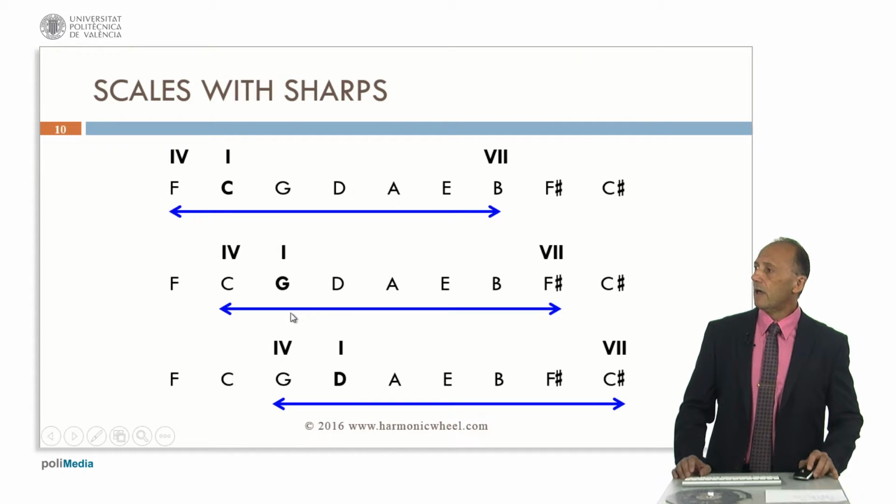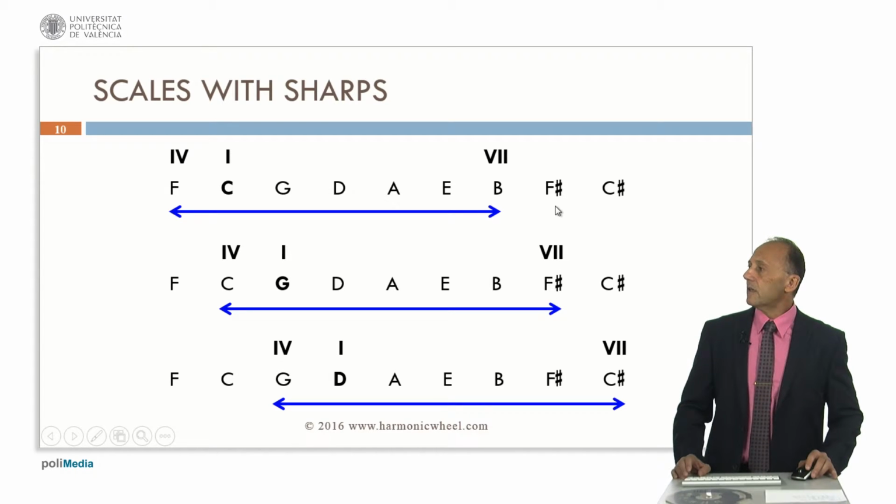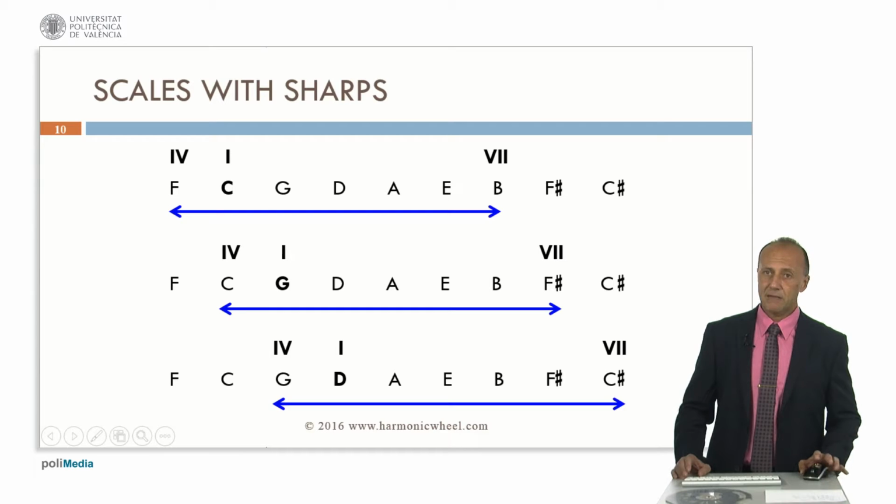We can go on with this process by adding other perfect fifths on the right of this diagram. This way we obtain first the G major scale and then the D major scale. In all these cases, we always use the same 7 names for the notes. The only difference is that, for example, in C major, all the notes are natural. In G major, we change F to F sharp, and in D major, we change F and C to F sharp and C sharp.